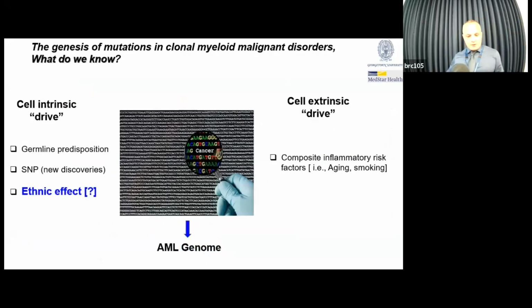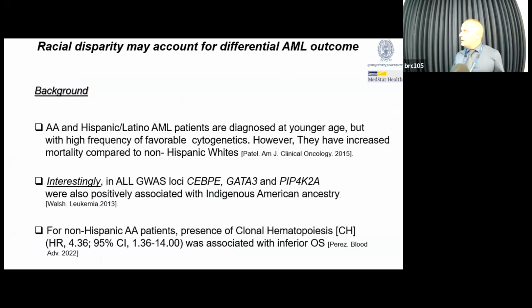Then we're going to move a little bit into the work that we have done over the past 10 years. I want to mention that racial disparity might account for differential outcomes in AML, but let's try to create a foundation for this. Remember, African American, Hispanic, Latino AML patients are diagnosed at younger age. However, even though they present with favorable karyotype, African Americans will do worse.